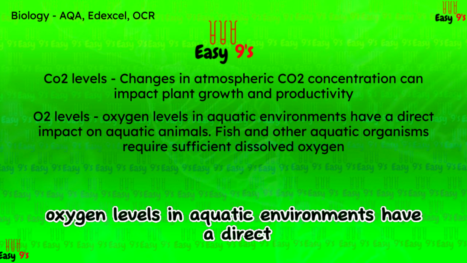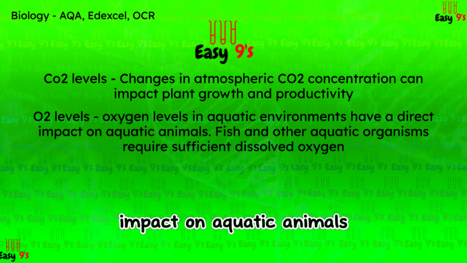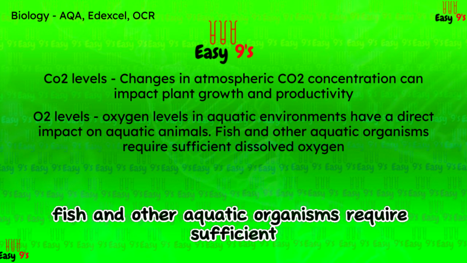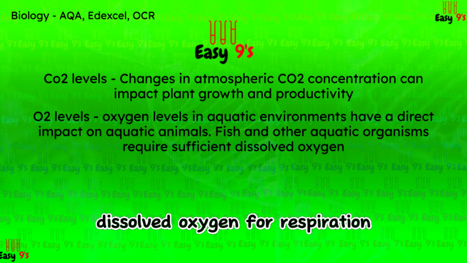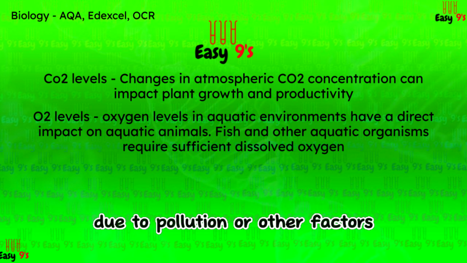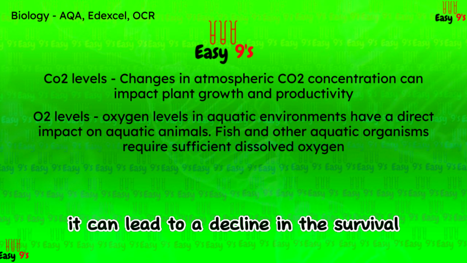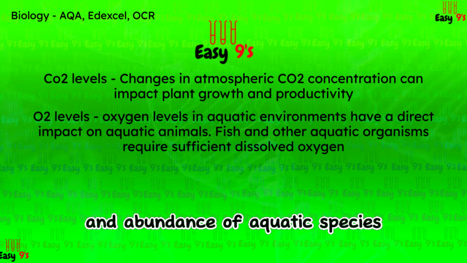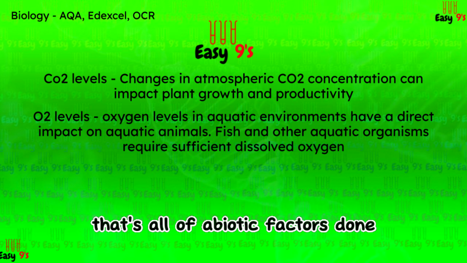Lastly, oxygen levels in aquatic environments have a direct impact on aquatic animals. Fish and other aquatic organisms require sufficient dissolved oxygen for respiration. If oxygen levels decrease due to pollution or other factors, it can lead to a decline in the survival and abundance of aquatic species. That's all of abiotic factors done.